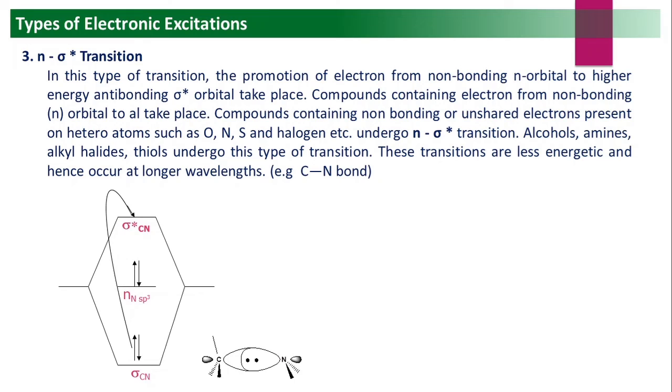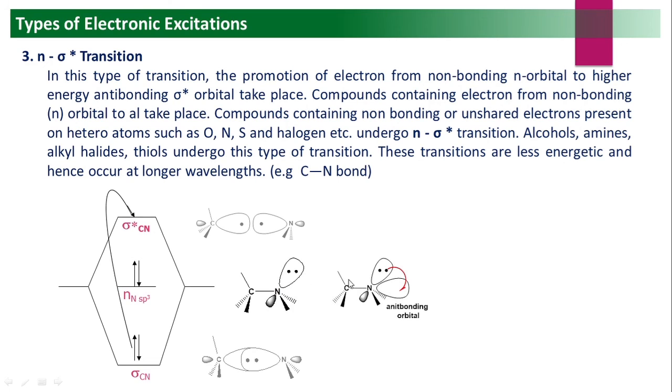Suppose here is some type of amine, so a C-N single bond. This is the sigma to sigma star transition. But if nitrogen is there, then there will be a lone pair of electrons. This lone pair of electrons is promoted to the antibonding sigma orbital. This is the sigma star, and this transition is called the n to sigma star transition.